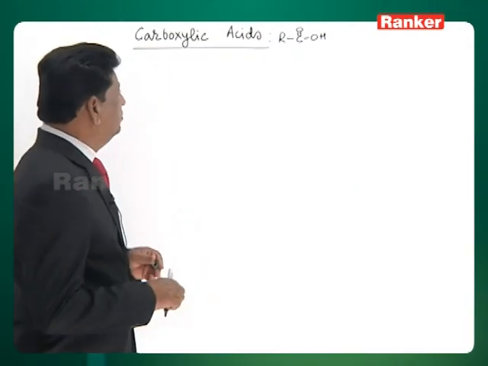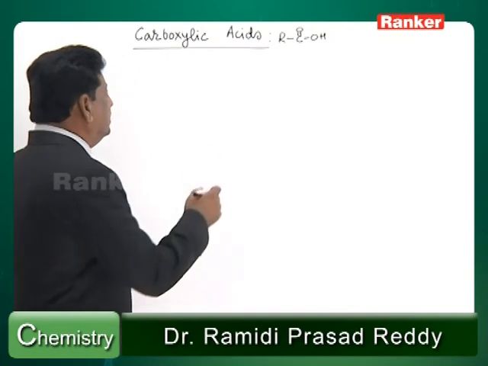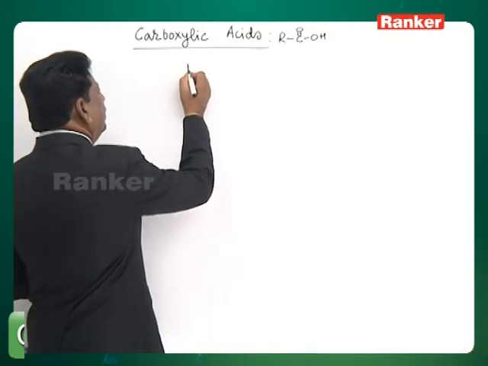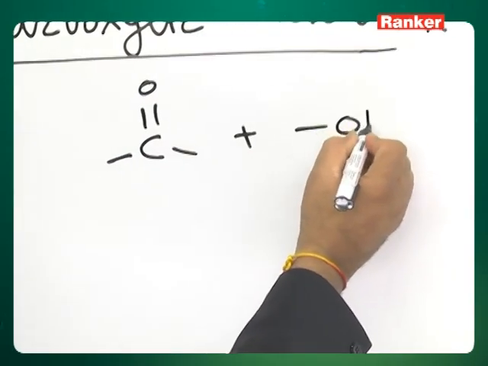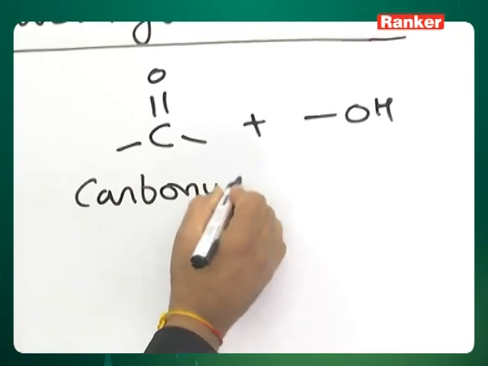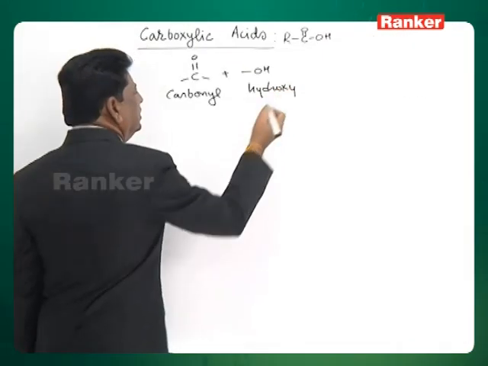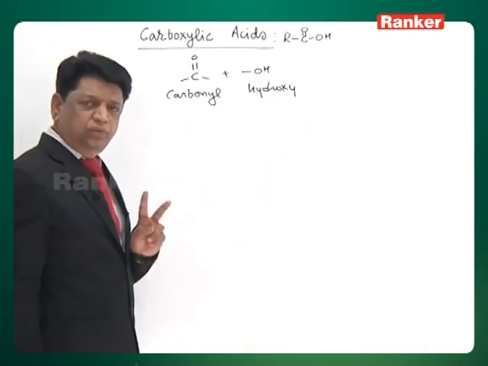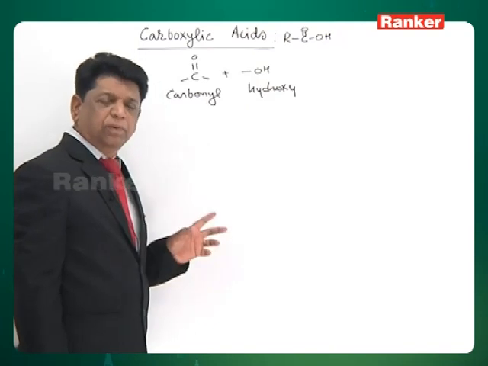Let us see some preparations and the properties of carboxylic acids. Carboxylic acids contain two functional groups. One is the carbonyl group, and the other one is the hydroxy group. This is the carbonyl group. This is the hydroxy group. In fact, these compounds have two functional groups. C double bond O, that is the carbonyl group.